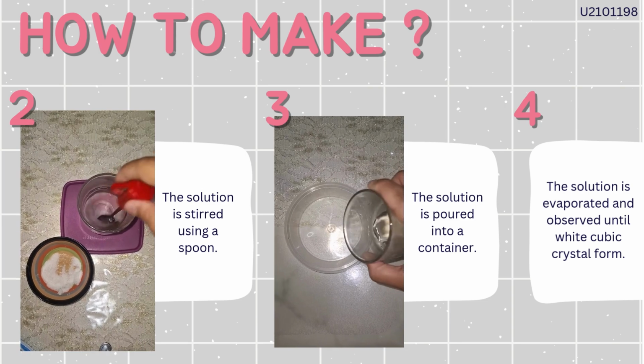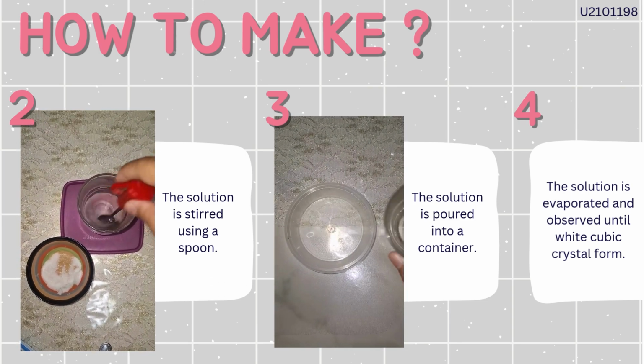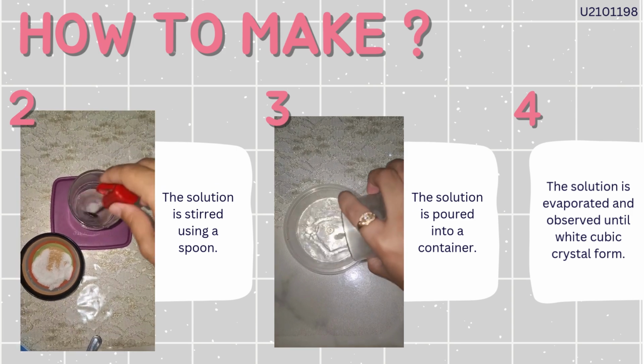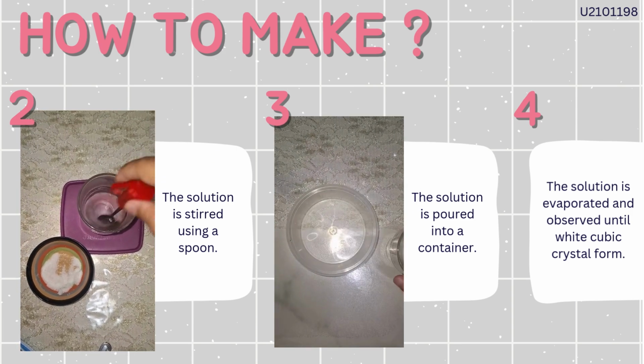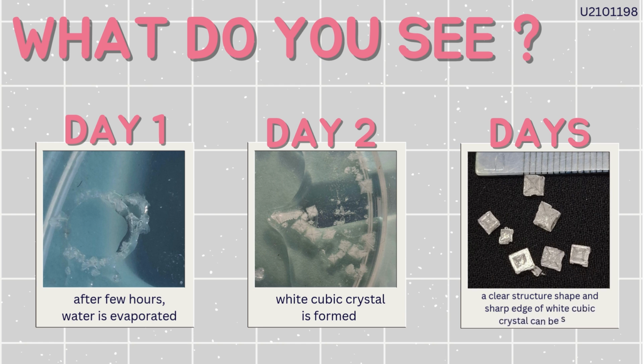We use a large surface area of container because it will increase the time taken for the solution to evaporate. What will you see? From the picture shown on day 1, after a few hours, water is evaporated but the crystal structure is hardly recognized. White cubic crystal is formed on day 2 but there is some water left. After a few days, we can see the clear structure shape and sharp edge of white cubic crystal.